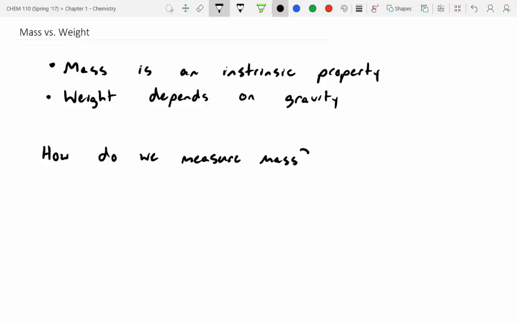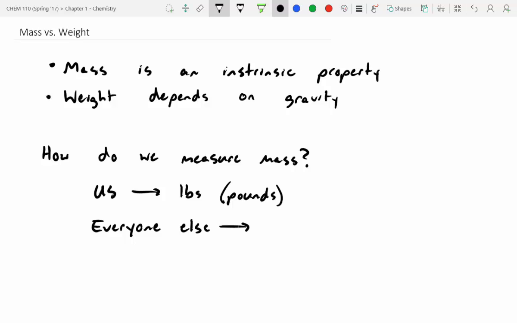If I were to go on my scale at home, my scale typically would show my mass in pounds, right? Some scales you can change that to kilograms. So in the US, we use pounds, and that's abbreviated LBS. However, everyone else measures it slightly differently.